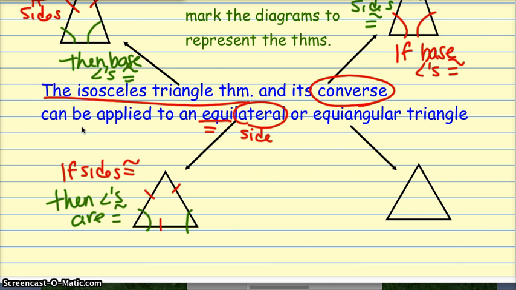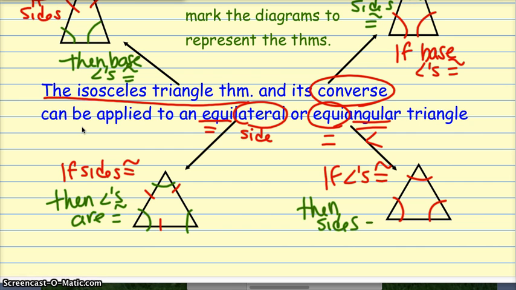1, 2, 3. The last one, equiangular, this one says that if the angles are congruent, 1, 2, 3, then the sides must be congruent. So everything that we know about isosceles can also be applied to equilateral.